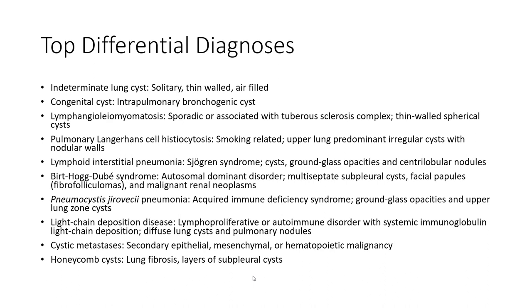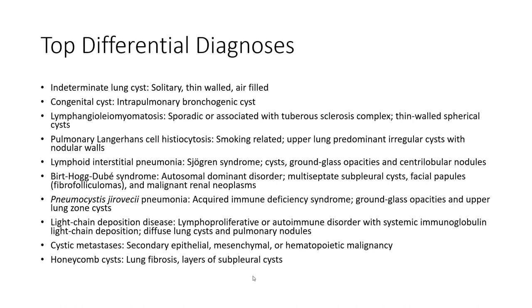So what are the different types of diseases? The first one is indeterminate lung cysts, which could be solitary, thin-walled, air-filled. Congenital lung cysts, such as intrapulmonary bronchogenic cysts. Lymphangioleiomyomatosis, sporadic or associated with tuberous sclerosis complex. It shows thin-walled spherical cysts.